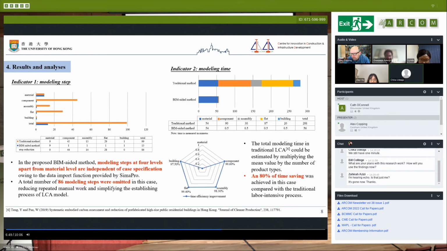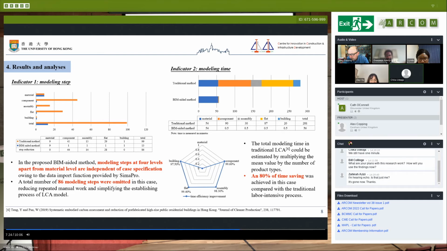A comparative analysis was conducted between the BIM-aided method and the traditional method using 2 indicators, modeling step and modeling time. In the traditional method, the modeling steps depend on product types, which means manual creation of one product should be counted as one modeling step. However, in the proposed BIM-aided method, modeling steps are independent of case specification owing to the data import function provided by SIMAPRO. Thus, only one step of importing data is needed.